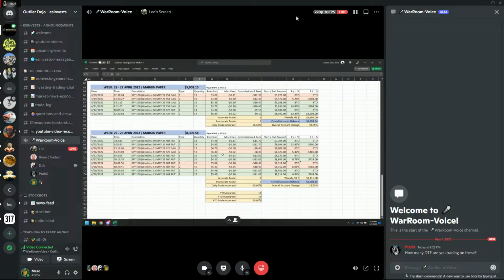I saw that Peter put in the chat, what's the DTE on these trades? So it's always 14, 15, 16. It's always one of those three. I try to find 14s, but sometimes it's 13. I try not to go below 13, so it'll be either 14, 15, or 16, depending on what's available.